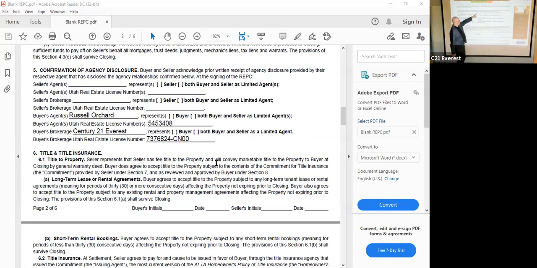Buyer and seller acknowledge prior written receipt of agency disclosure provided by their respective agent that has disclosed the agency relationship confirmed below. So buyer and seller, you're acknowledging that the seller is represented by the agent in the brokerage. And in this case, the buyer is represented by Russ and the brokerage is Everest. They're acknowledging that has happened. Well, if they've never signed a buyer broker agreement, then that never happened. So we have an obligation to make sure that we're filling this out correctly. Right?